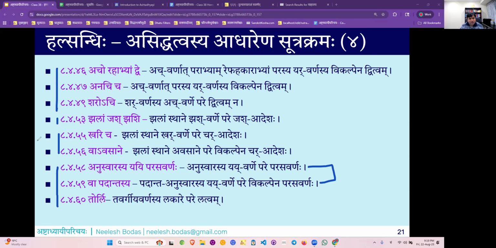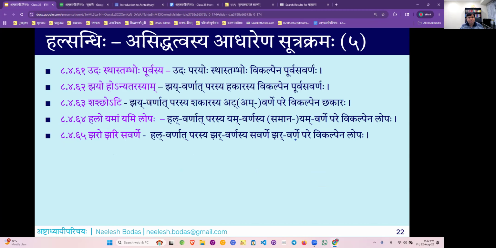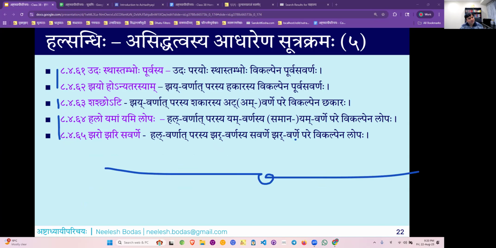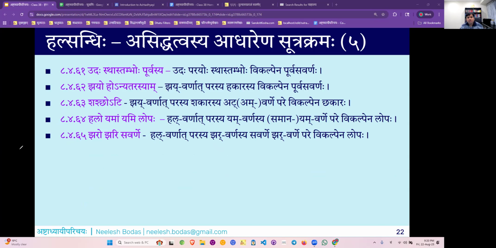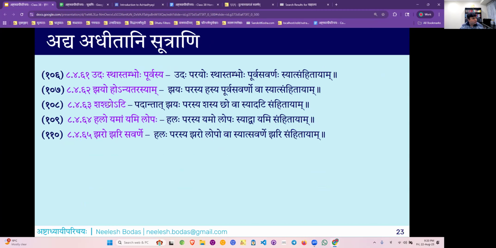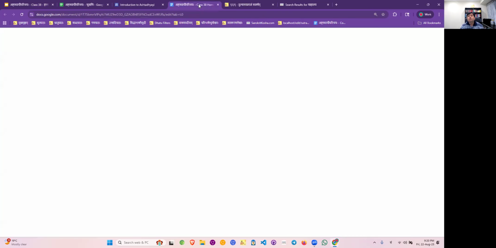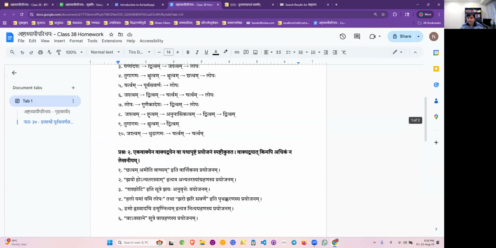So this is the ordering that you have to follow, and all the way at the end, the discussion of today's class, Udastas Tambo Purvasya and Jhayo Nyatarasam, that's the Purvasavarna, Shash Choti, that's the Chhatvam, Halo Yamam Yami Lopaha, Jharo Jhari Savarne, that's the Lopaha, and we are done with Hal Sandhi Prakaranam. So Samapayamaha. Any questions for today? Otherwise, homework. I almost forgot. So homework for today's class.